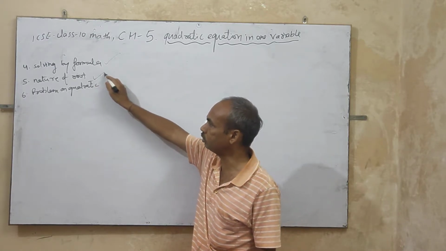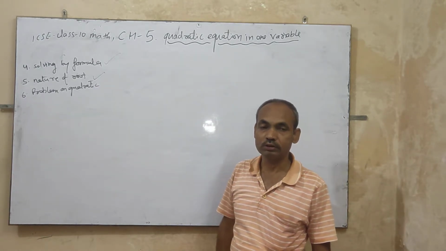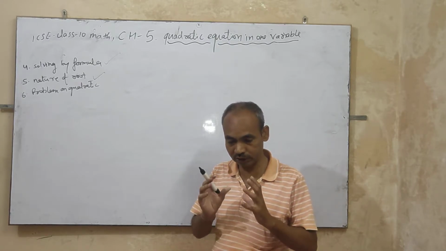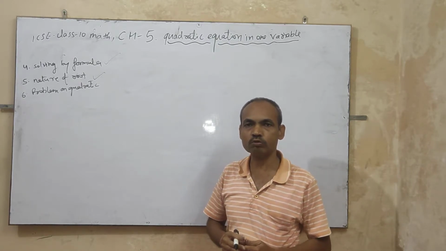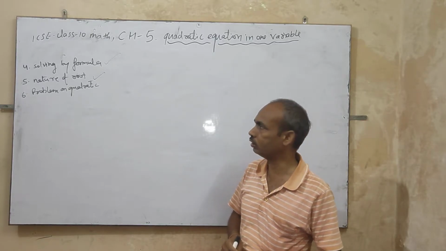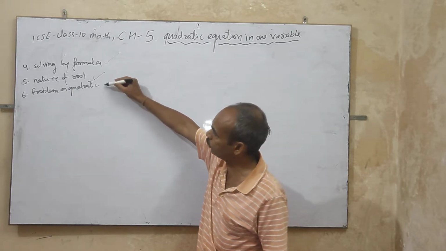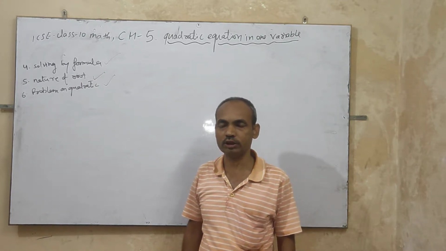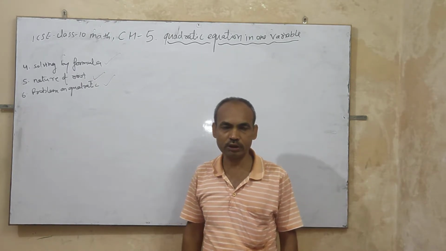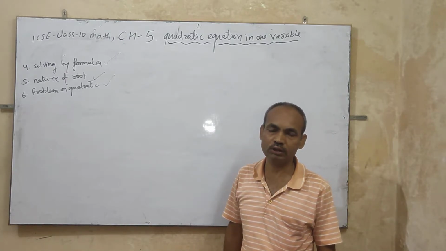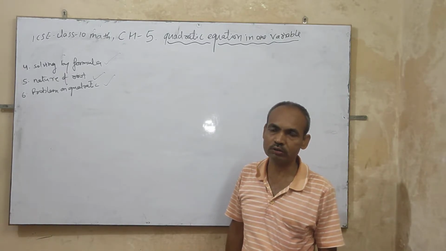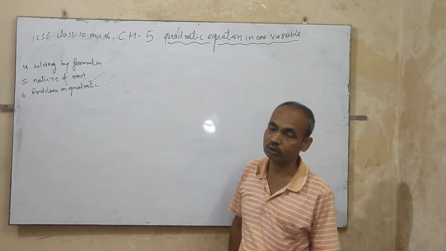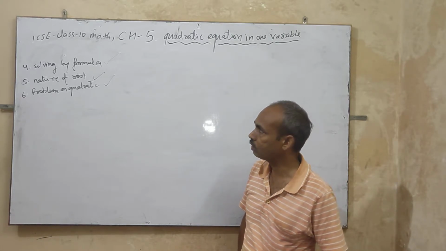Nature of root is the fifth point. You can get the nature of the root without solving the quadratic equation. And the sixth point is the problem on quadratic equation. In your daily life, there are many word problems in which the solution can be found by solving a quadratic equation.